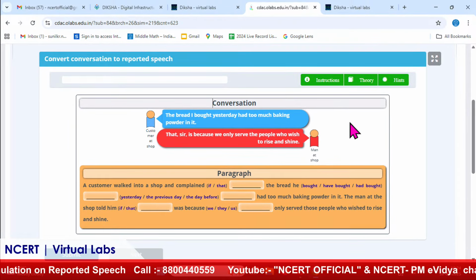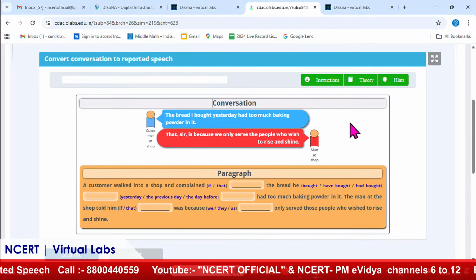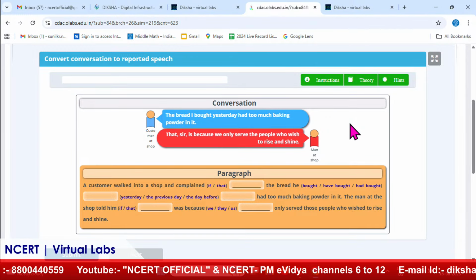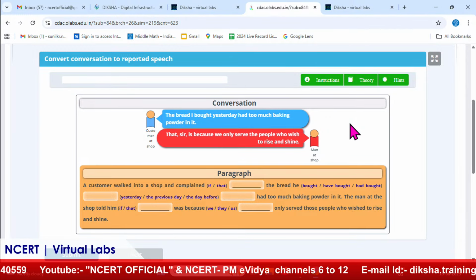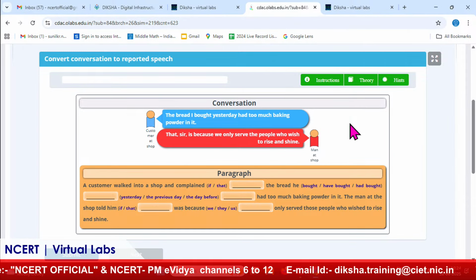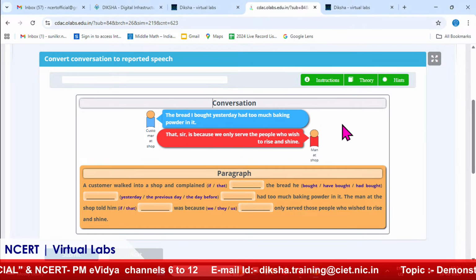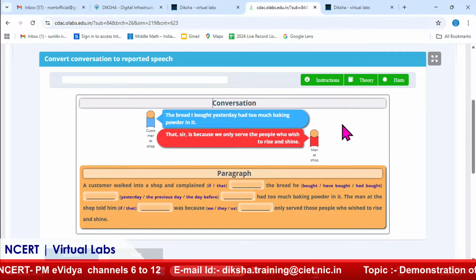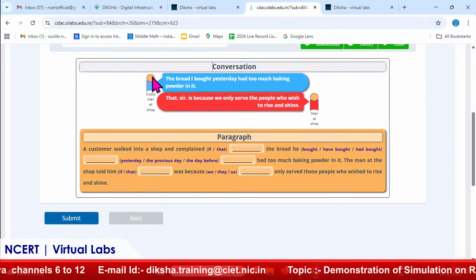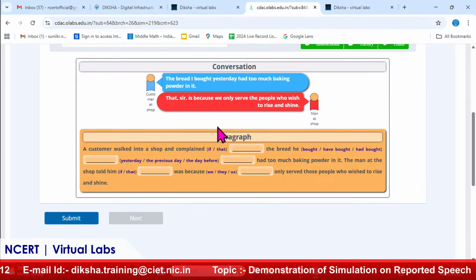There's a conversation between customer and shopkeeper. The bread I bought yesterday had too much baking powder in it. That's because we serve only people who wish to rise and shine. So it's a joke because baking powder is used to clean up utensils as well. So he's saying that we add extra baking powder so that you can shine like utensils. Baking powder or baking soda? Well, the joke is on baking powder over here.